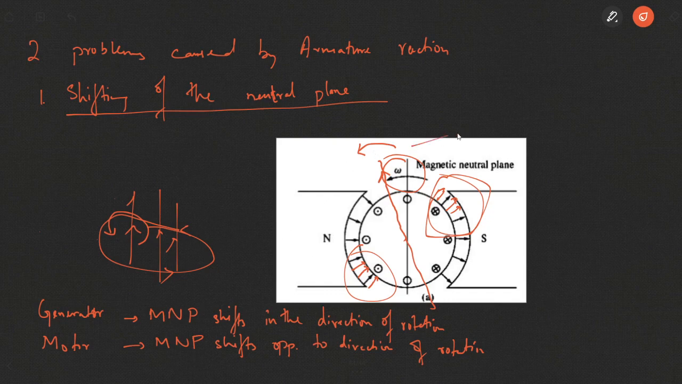It can cause sparking at brushes, and in severe cases may cause a flashover that may damage the DC machine itself.